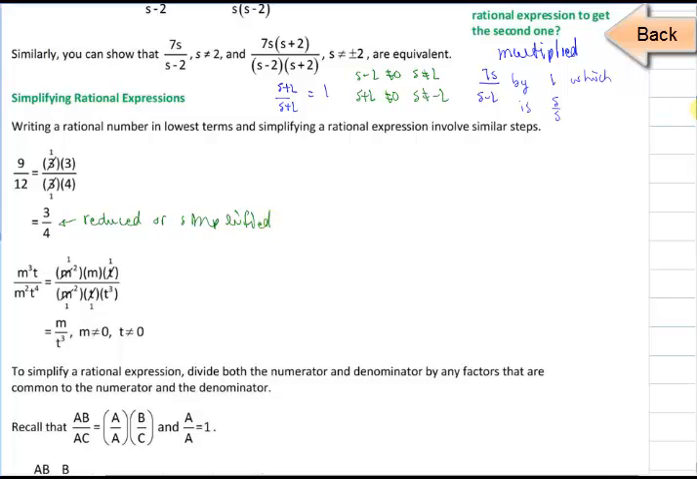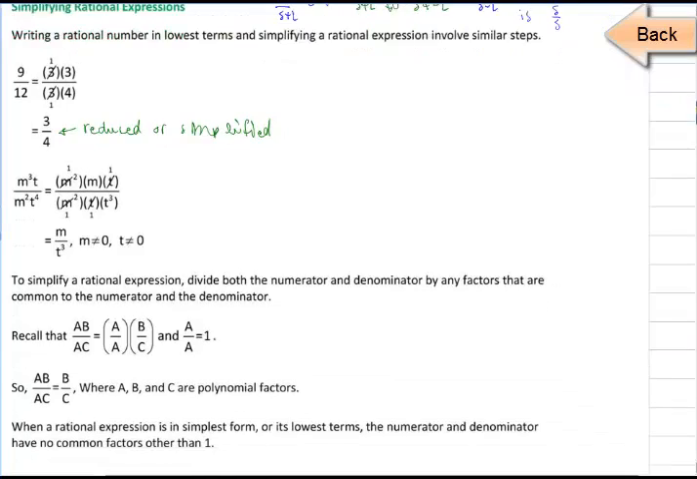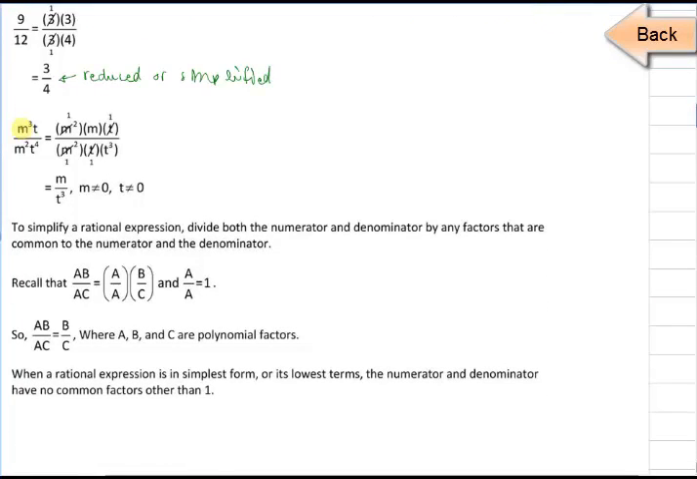Okay, and we can do that with rational expressions. So let's say we've got m cubed times t over m squared times t to the 4. I can take my m cubed and write it as m squared times m, and then I can just multiply that by t. So this m squared times m times t is the same as m cubed times t. And then I can write m squared t to the 4 as m squared times t cubed. And I can do some more reducing.